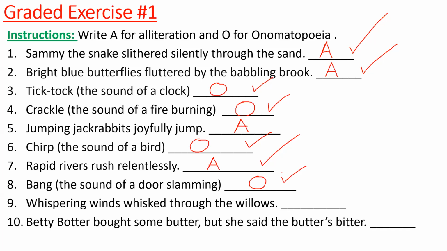And number nine, whispering winds whisk through the willows. What do you have for that one? A, very good. And number 10, Betty Botter bought some butter, but she said the butter's bitter. A. A, very good.